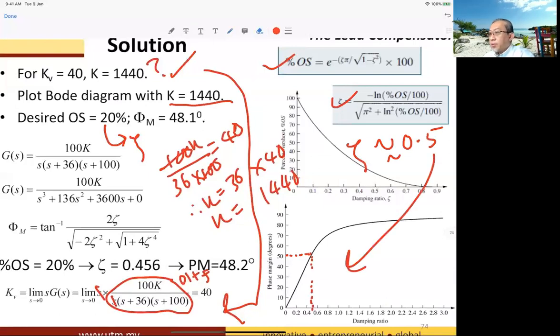Then the open loop transfer function is given by 100K over s cubed plus 136 s squared plus 3600 s, and the phase margin over there. You can use the formula or you can use the graph, either one will do. The zeta is 0.456, that's fine, roughly 0.5, and it will produce 48 degrees. So just round up to 48 degrees, because 0.2 we cannot see in the Bode plot.